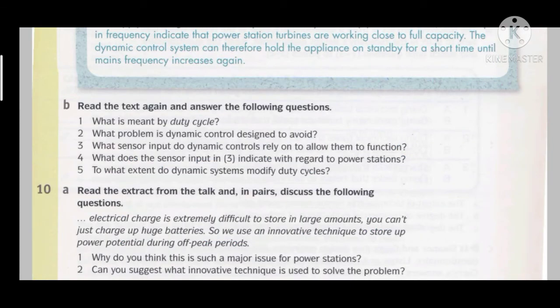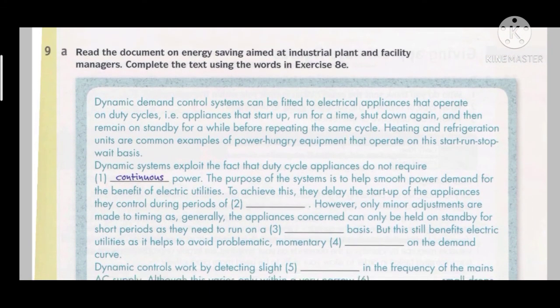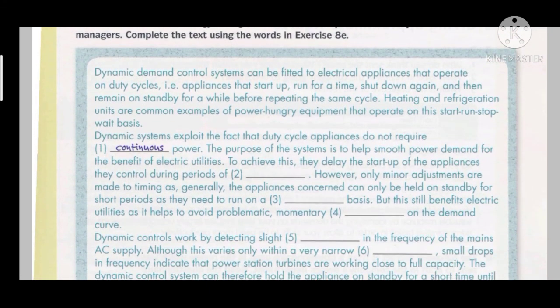Okay, now the last one, 9b. Read the text again and answer the following questions. Number 1. What is meant by duty cycle? Let's see duty cycle. Yes, it is the start up, run for a time, shut down again, and then remain on standby for a while before repeating the same cycle. That's it. Operating on a start, run, stop, wait basis.